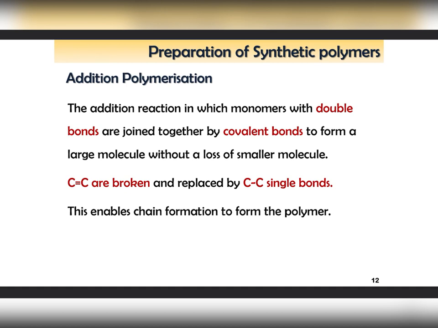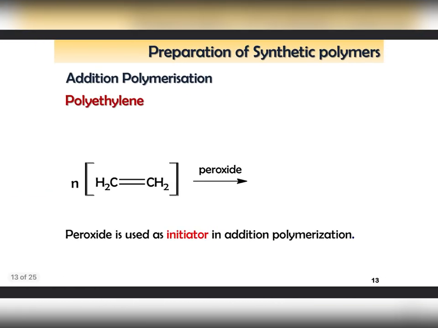Now kita nak tengok addition polymerization. So apa tu addition polymerization? It is the addition reaction which monomers with double bond, that are joined together by a covalent bond to form a large molecule which is the polymer without loss of smaller molecule. So kalau addition polymerization, ingat dia melibatkan alkene. See what will happen? Carbon-carbon double bond will be broken and you will form carbon-carbon single bond. Okay, so this enable the chain formation to form polymer.